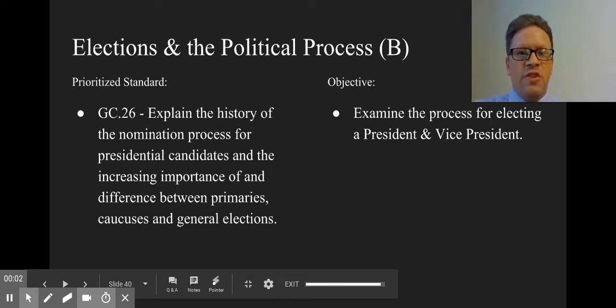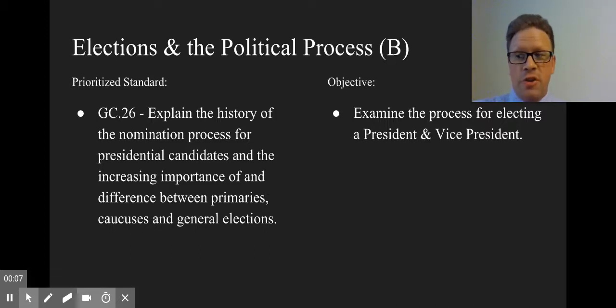Hello, this is the Elections and the Political Process, Section B, the process for electing a U.S. President, Part 2. So if you're watching last time, we're picking up right where we started talking about the Electoral College.